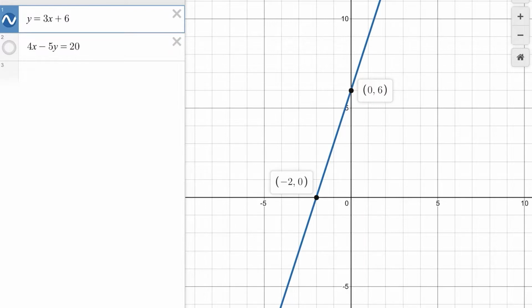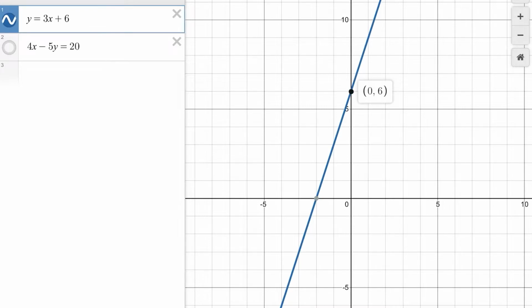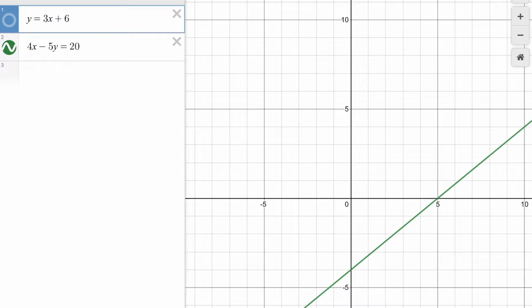And if you see here, for the x-intercept, the coordinate is -2, 0, and the y value here is 0. So for the x-intercept, the y value is 0 because on the x-axis, y is 0. For the y-intercept, the x value is 0. Okay, let's take a look at another example.